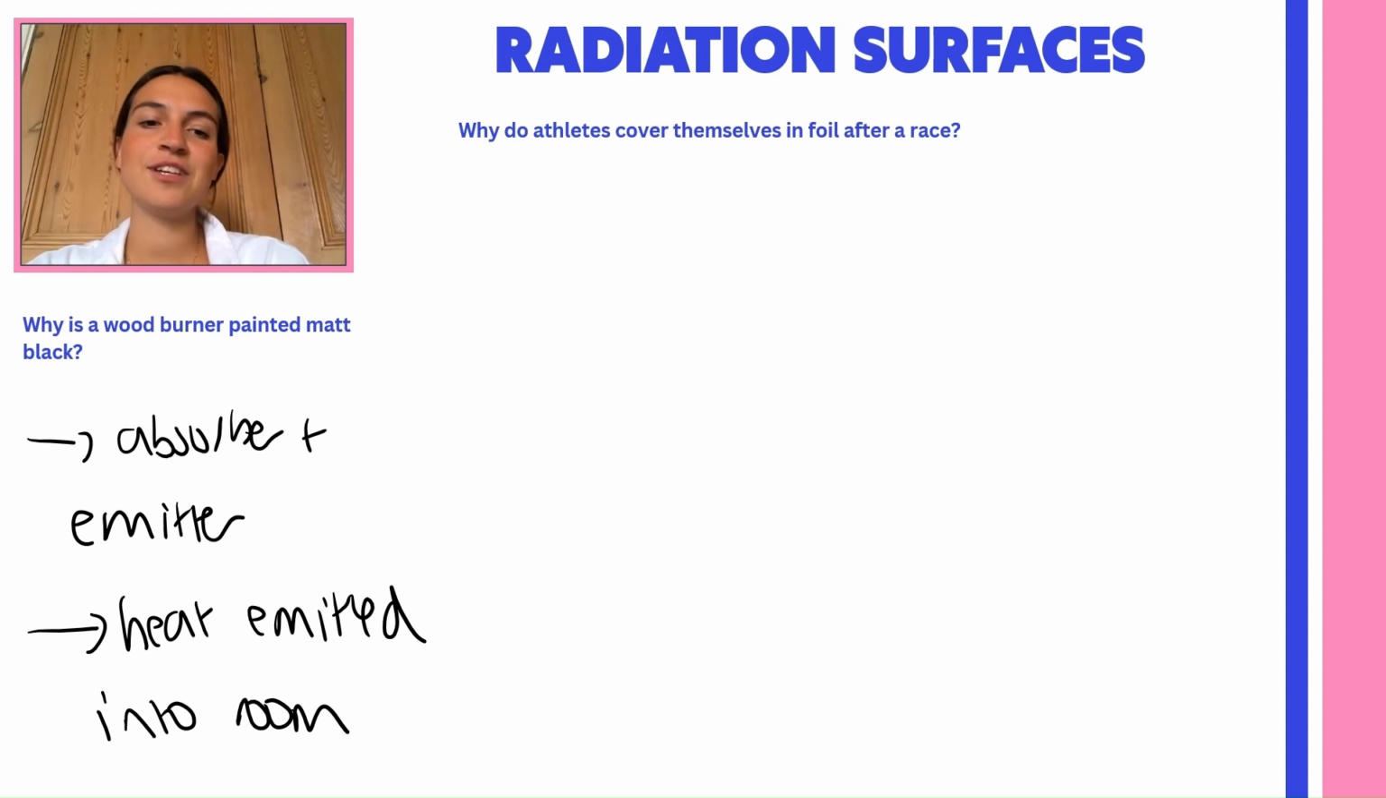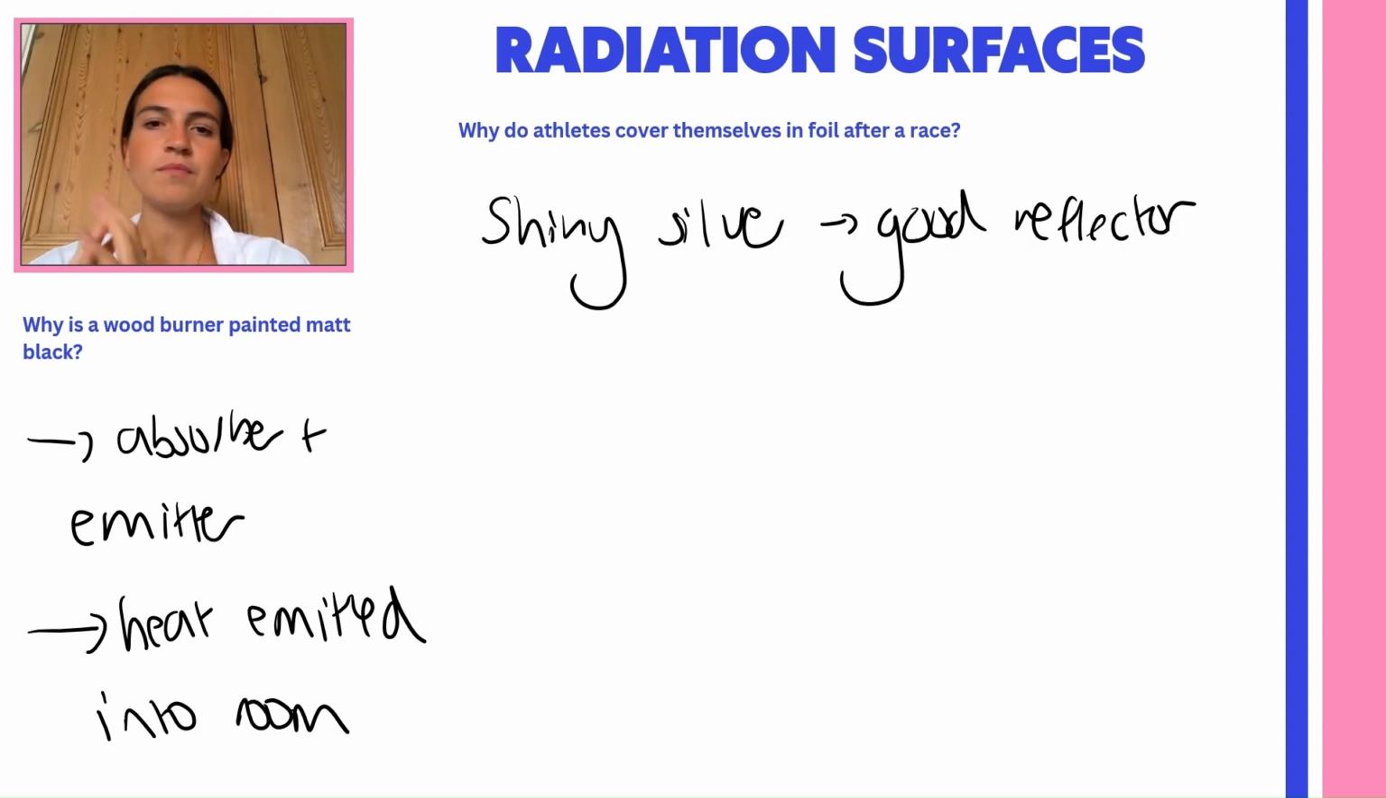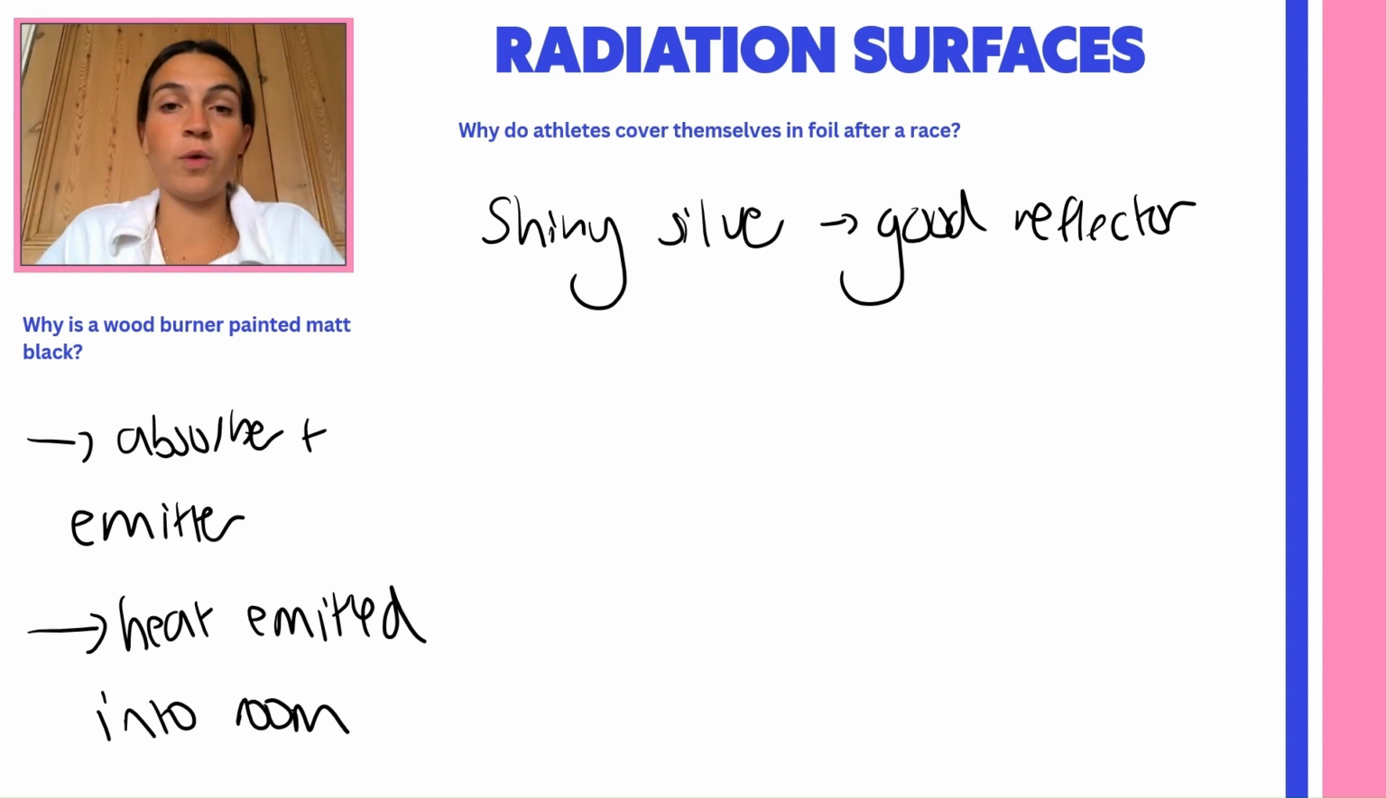Okay, next question. Why do athletes cover themselves in foil after a race? Shiny silver, like the foil that they cover themselves in, is a good reflector of radiation.